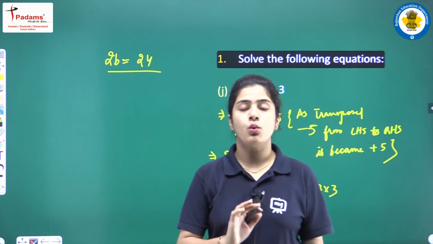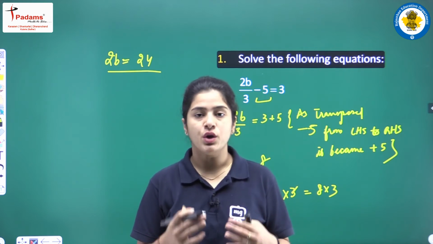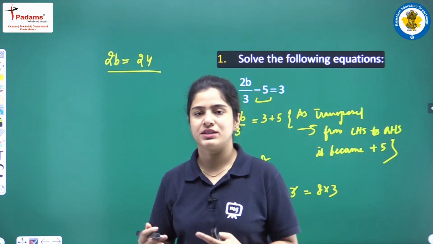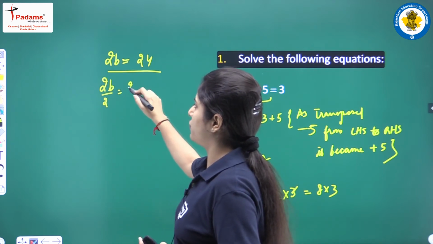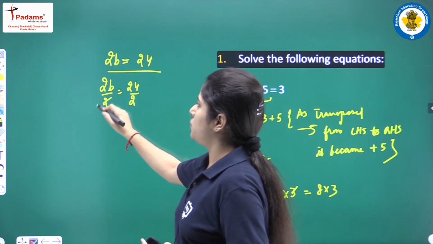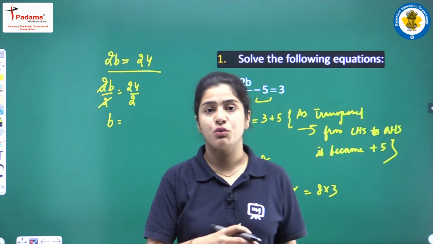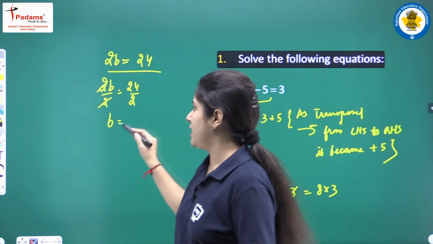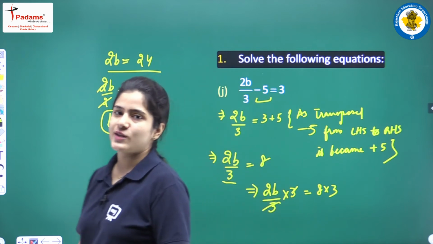Have a look students, 2 is in multiplication with the variable, so if you want to eliminate the 2, you have to divide by 2 on both sides. So 2b upon 2 is equal to 24 upon 2. 2 and 2 will cancel out each other. b is equal to 24 upon 2, that is 24 divided by 2 is equal to 12. As students, 12 into 2 is equal to 24. So this is your solution.